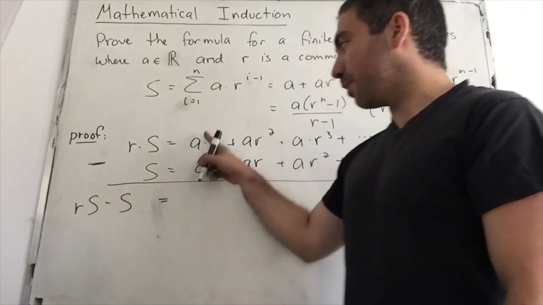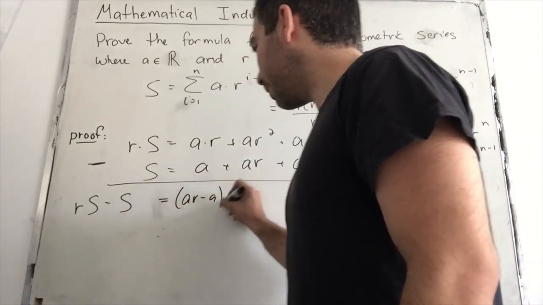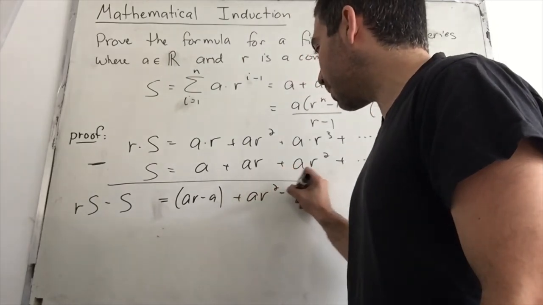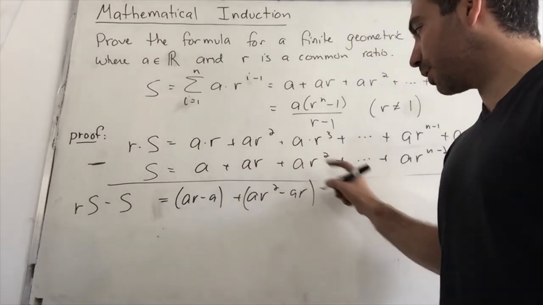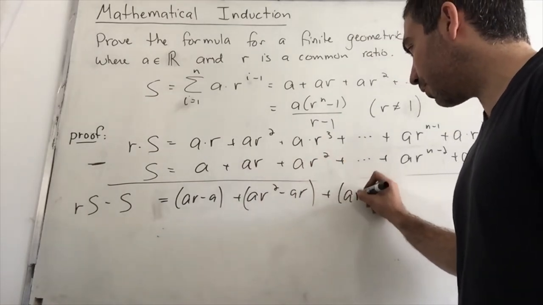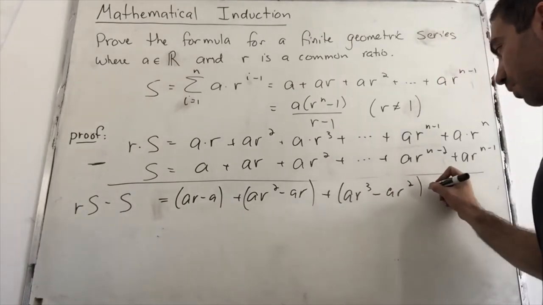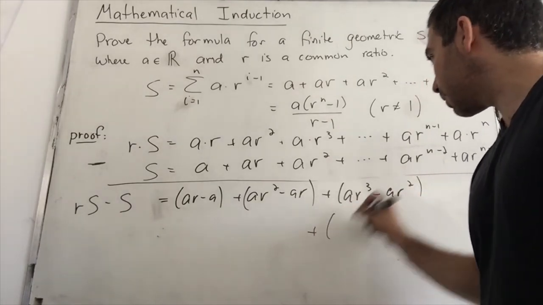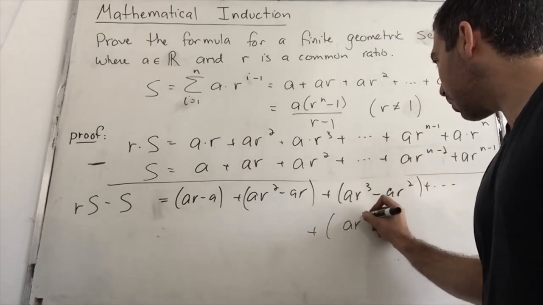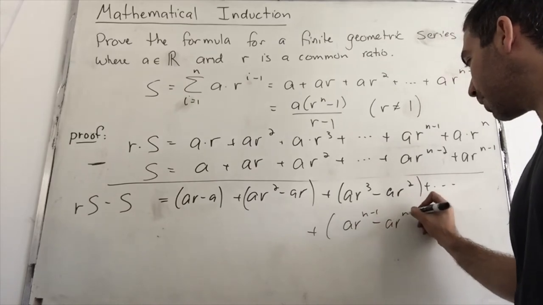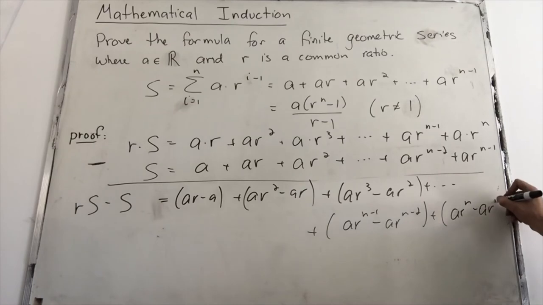We subtracted these two terms. Now we subtract here. We're left with AR minus A plus AR squared minus AR. So subtracting these terms, you get this. Subtracting the next one, let's go a bit further, AR cubed minus AR squared. Let's do the last two: plus dot dot dot plus AR^(n-1) minus AR^(n-2). And the last one, AR^n minus AR^(n-1).